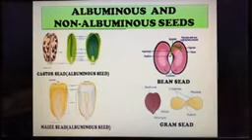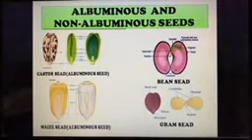So during the development of the embryo, the nourishment is provided by the endosperm. In this process, generally the entire endosperm gets used up. But sometimes this endosperm is not used up, and it remains in the seed. Such seeds are said to be endospermic or albuminous seeds, right?